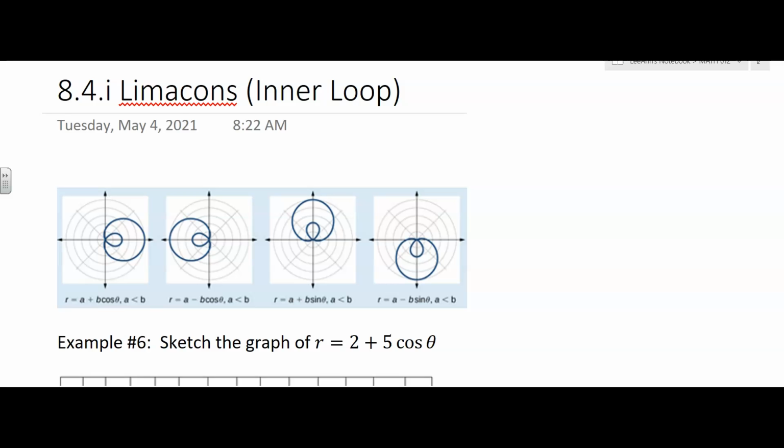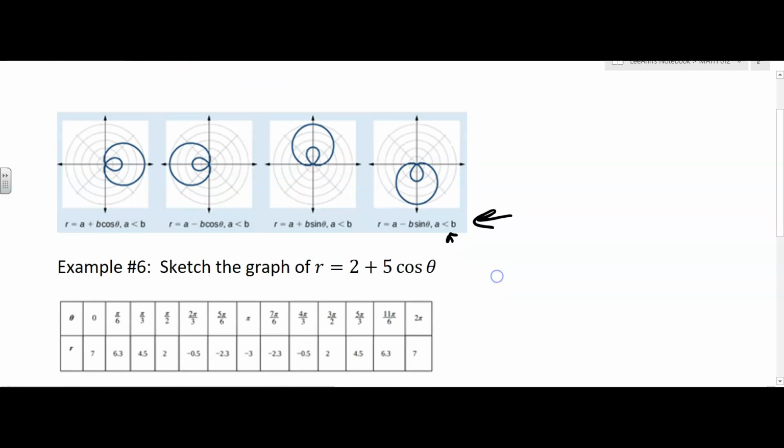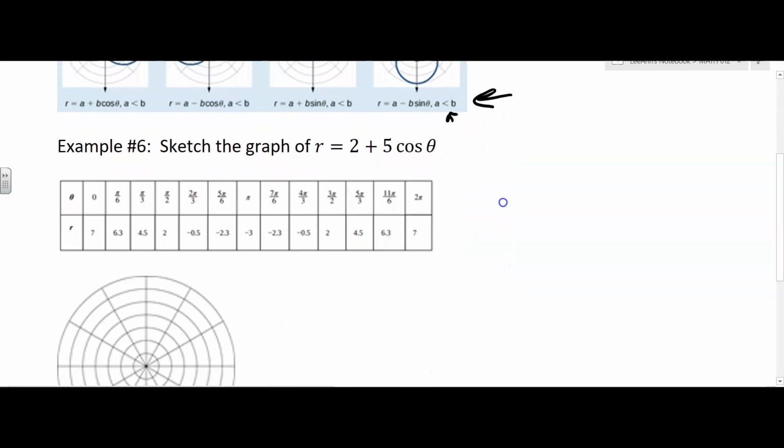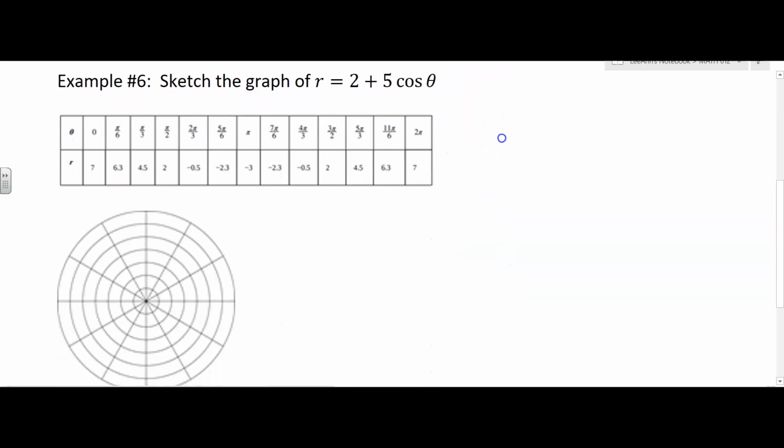Okay, so we're going to look at this limacon with an inner loop. And here are the forms. You can see those were similar to what we had before, but the relationship for A and B is A is less than B. Okay, and I'm not going to go through the symmetry for you. We're just going to look at the table of values here.